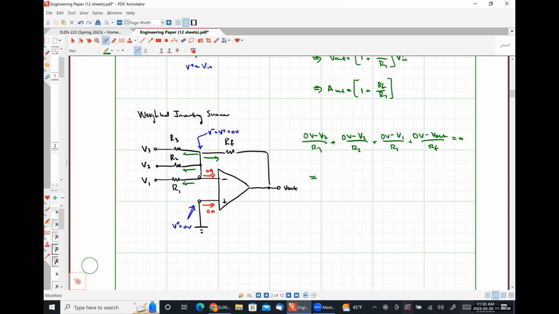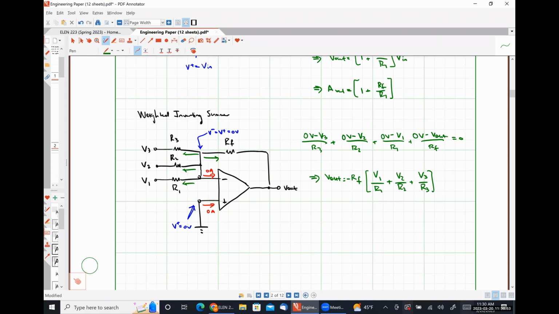Rearranging things here, we get V out is equal to negative RF times V1 over R1 plus V2 over R2 plus V3 over R3. So we're not going to really have a voltage gain here because we have 3 inputs, so that's a little bit hard to define. We could define a voltage gain for each individual input, and it's simply negative RF over the resistor associated with that input, because this is nothing more than an inverting amplifier where we're just putting multiple input signals on the inverting side.